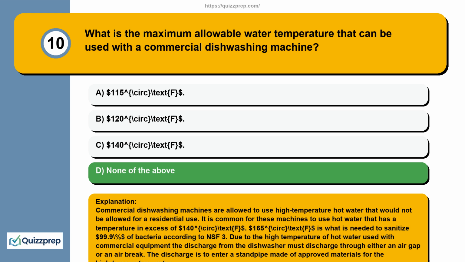Due to the high temperature of hot water used with commercial equipment, the discharge from the dishwasher must discharge through either an air gap or an air break. The discharge is to enter a standpipe made of approved materials for the high-temperature water.